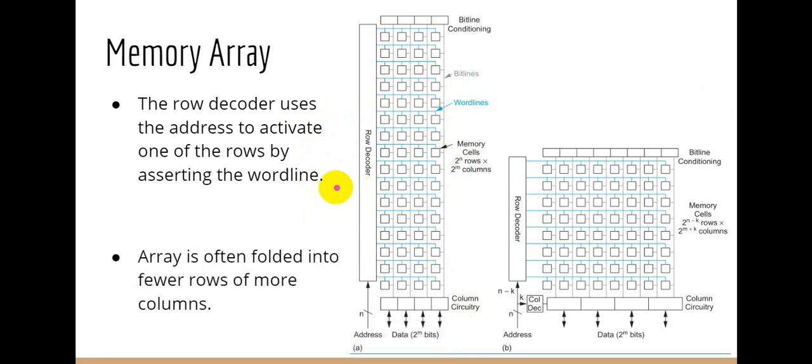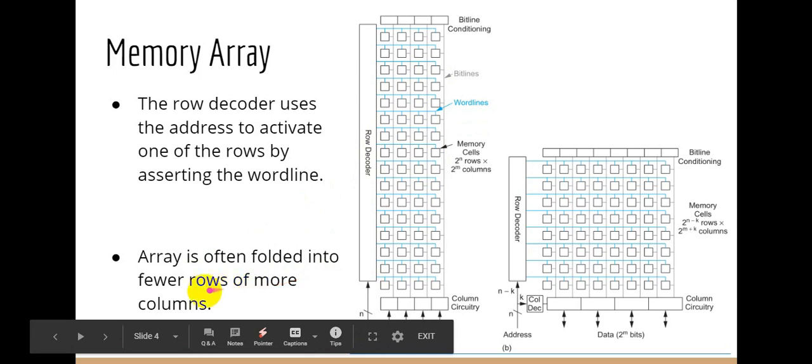A typical memory array may have thousands or millions of words or millions of bits, which would lead to a tall, skinny layout. That is hard to fit in the chip floor plan. Also, the memory array gets slower because of the long vertical wires. Therefore, the array is often folded into fewer rows of more columns. Here we can see that this 64-bit memory array is folded like this.